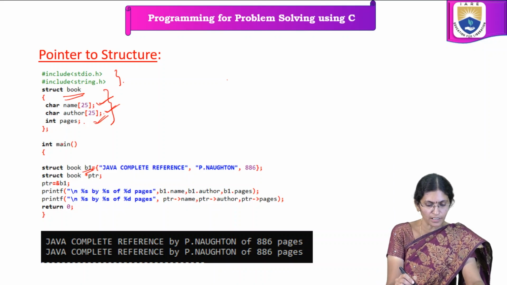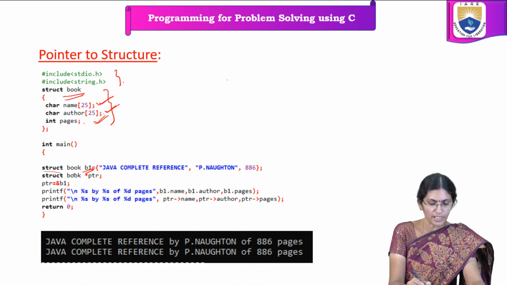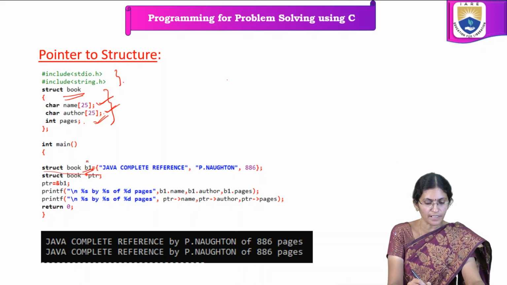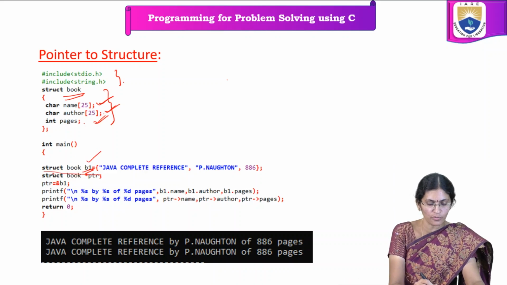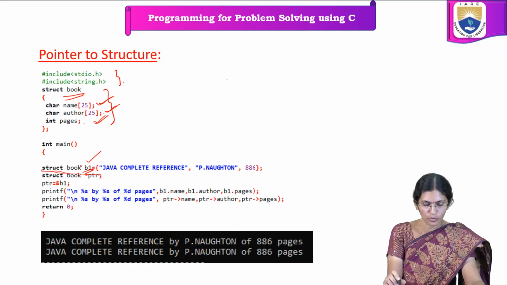So after that, in the int main function, we are declaring a variable B1 which belongs to the data type struct book. So it will have three members. So we can assign the values to this variable in this way. We have seen in the previous video lecture, we can assign by using this initializer list, by specifying all the values in a single line.